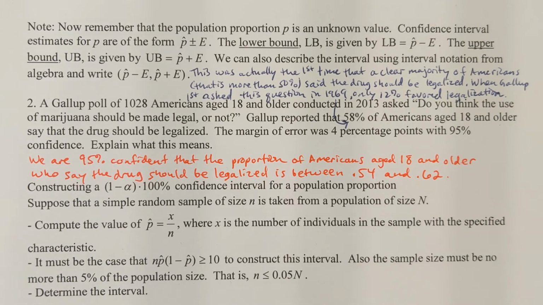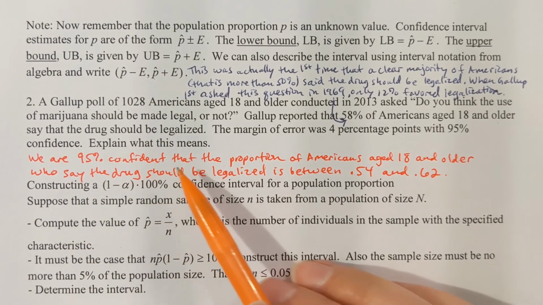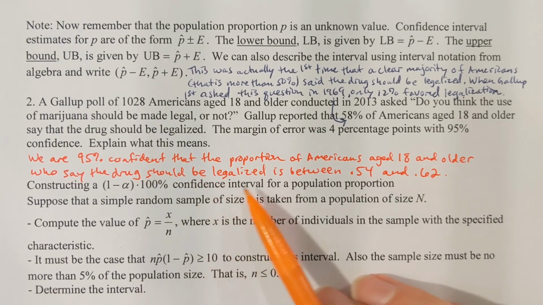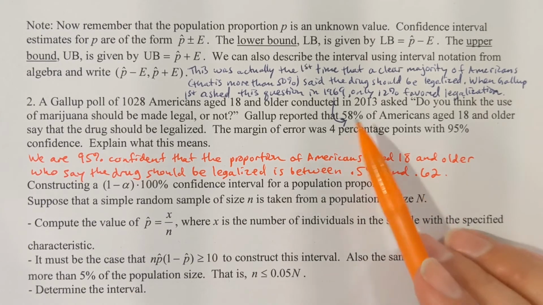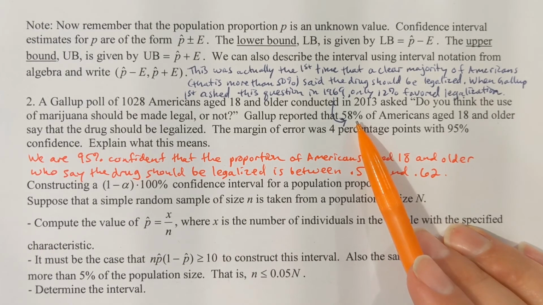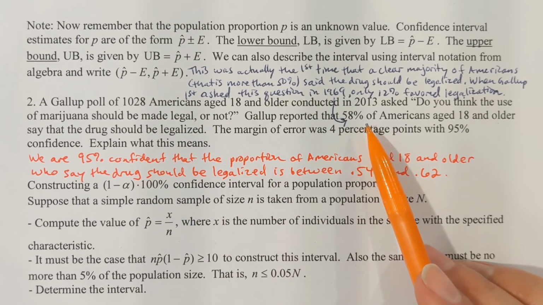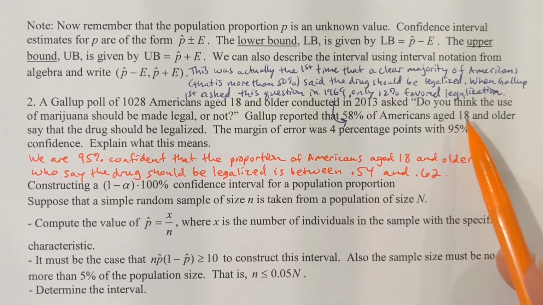If somebody were to read this statement, well, they're using a 95% confidence level. So the interpretation of what was studied here would be to say that we are 95% confident that the proportion of all Americans age 18 and older who say the drug should be legalized is somewhere between 54% and 62%. Okay, the 58% is just coming from a sample. Okay, the sample was given to us here, and so based on this one sample, we're going to make a statement about if we had surveyed all Americans over 18. Okay, what would that look like?